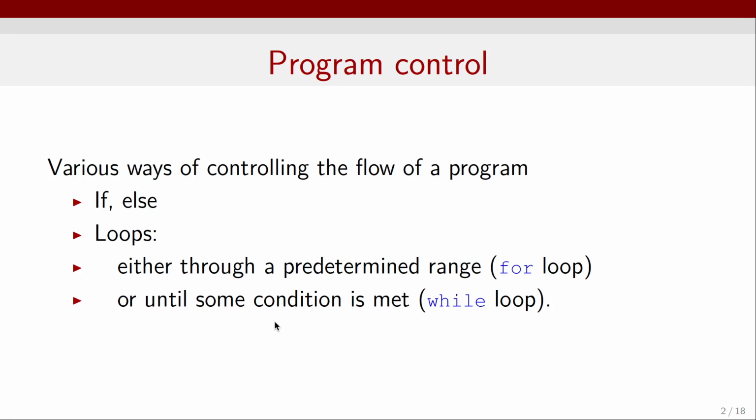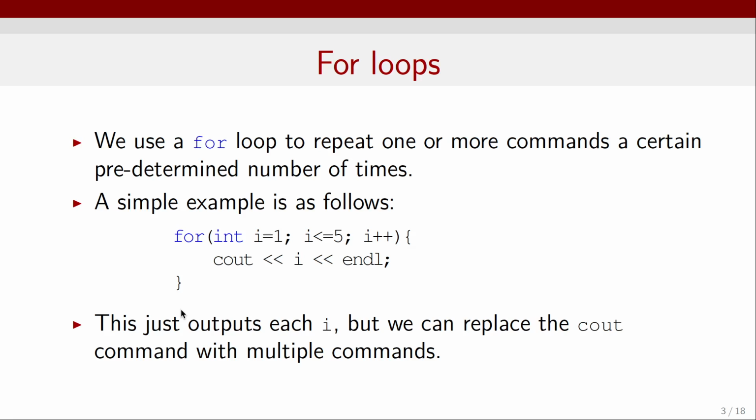In the previous video we described program control and the way to control the flow of a program by using if or else statements. In this video we will talk about loops. In particular we will talk about for loops. That's when we loop over a predetermined range, or while loops. That's when we loop until some condition is met.